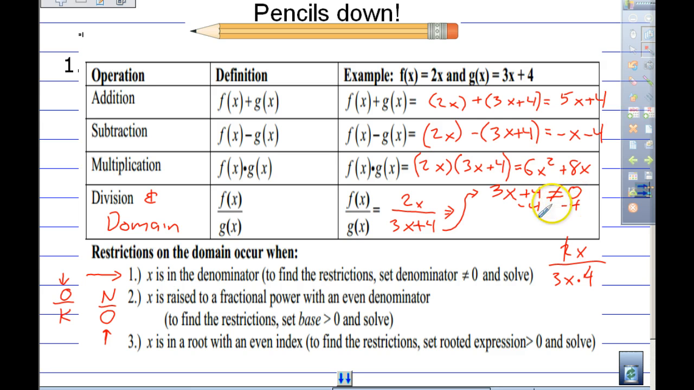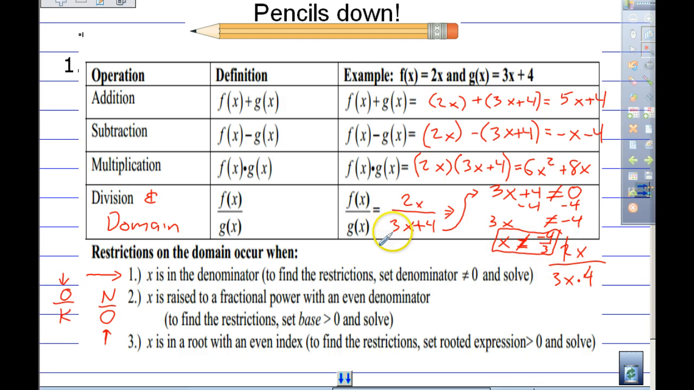So then, of course, go ahead and solve. What is this value of x we cannot have no matter what? Subtract 4 on both sides, so 3x cannot equal negative 4. Therefore, x cannot equal negative 4/3. So 2 parts to the answer for division. The actual expression function here, as well as the domain restriction. We cannot have x be negative 4/3.